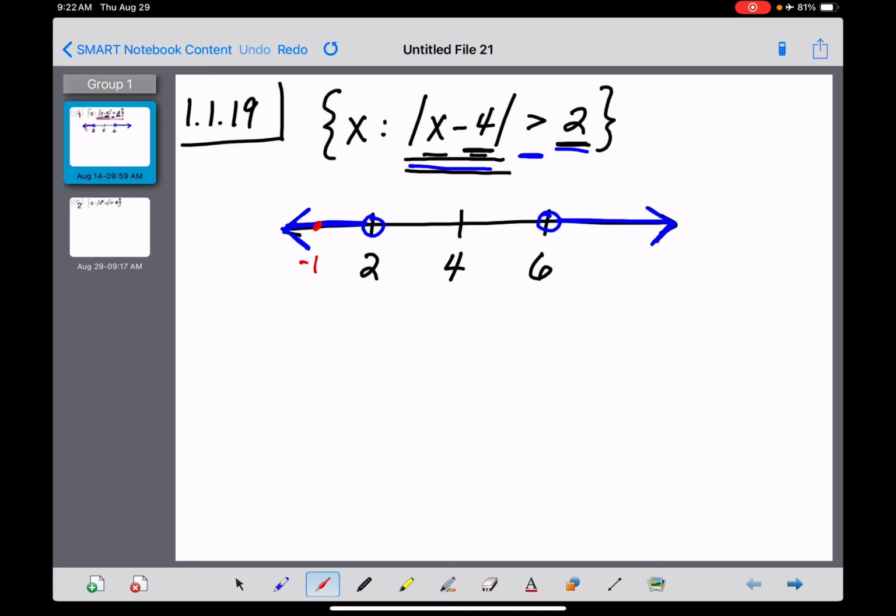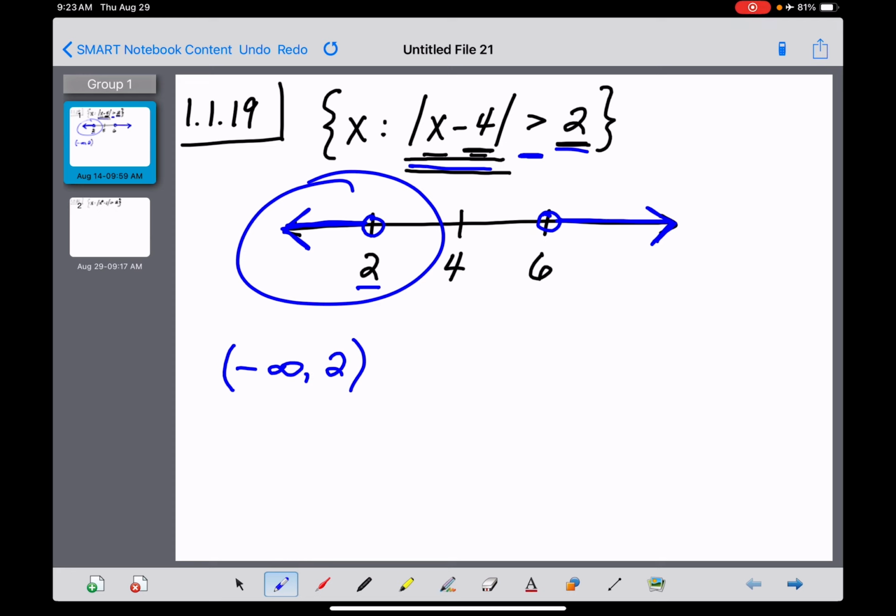If the directions said to graph this, we'd be all set. But they say to describe the set as a union of finite or infinite intervals, so they want the answer in interval notation. The interval I shaded on the left doesn't begin anywhere, so we say it starts at -infinity and ends at 2. It's always going to be a parenthesis on an infinity or a -infinity. And because that 2 has an open dot, that's going to be a parenthesis there as well.